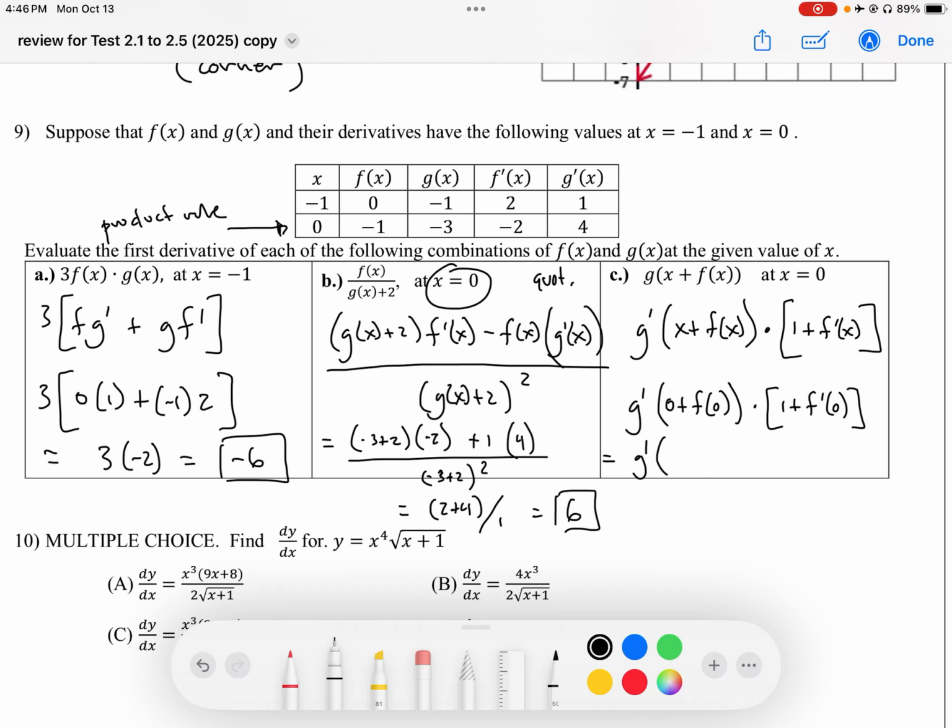Just moving to a different location. So let's see here. 0 plus f of 0. F of 0 is -1, so it's g prime of -1 times 1 plus f prime of 0. So 1 plus -2. Okay, g prime of -1 is 1, so it'll be 1 times -1, which is -1.